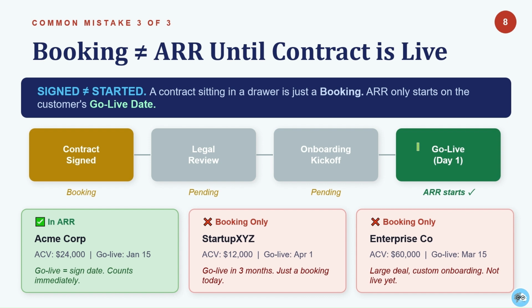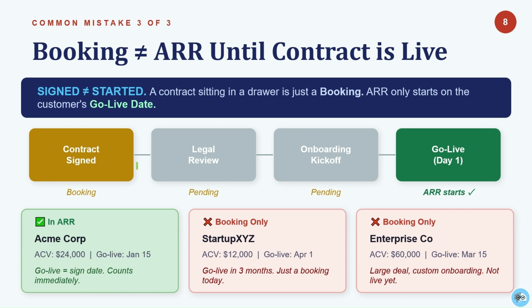Moving to the next one: booking is not equal to ARR until the contract is live. Most companies consider their ARR as soon as the contract is signed. But one flaw here is that signed is not equal to started. We can only consider ARR when the customer has gone live. Before that, it is not right to consider that ARR as revenue. Why? Because we should only consider revenue when we have provided the services to the customer.